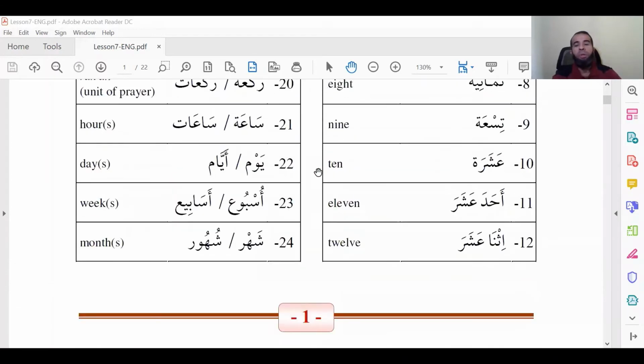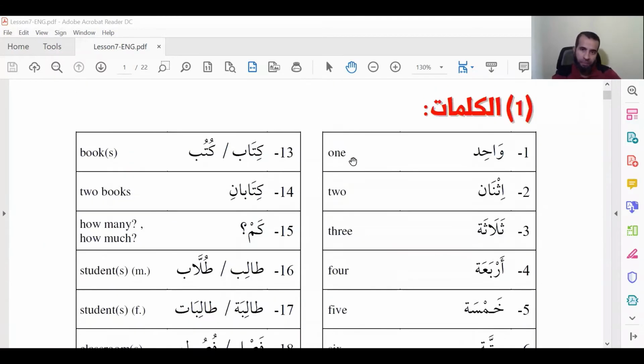So don't forget, واحد is not used before the noun. We don't say واحد كتاب, but we just say what? كتاب. In English we can say one book or a book, but in Arabic we just say a book, not one book. The same is with two. So we don't say اثنان كتاب, but we say كتابان.